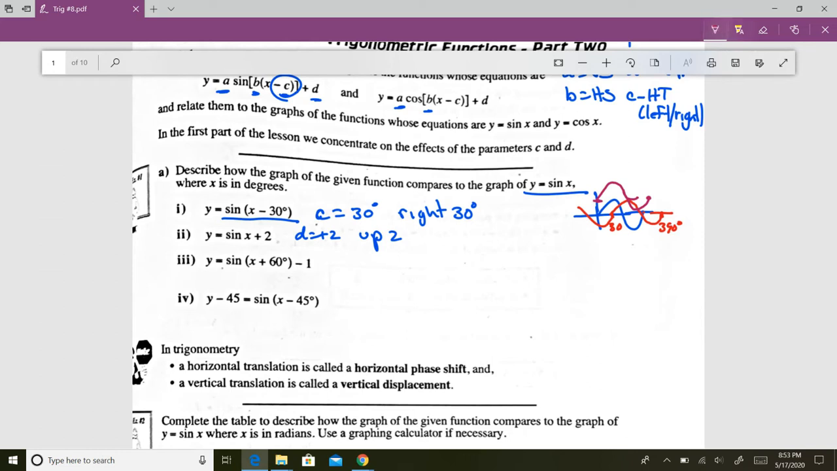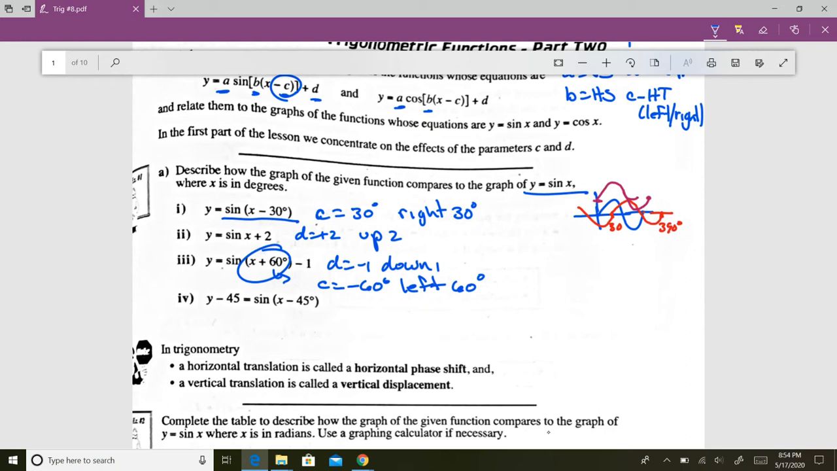All right. Sine of x plus 60, minus 1. Our d value is minus 1, so that's down 1 unit. And our c value, remember, is negative 60, which is inside the bracket, so that means we went left 60 degrees. We have 2 translations there.